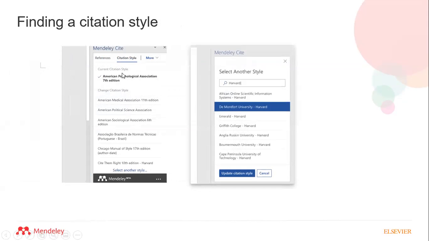And these are some of the common citation styles available. If you can't find the style here, you can click Select Another Style. Then there is a search tool for you to select relevant or other styles. Altogether, you can find 7,000 bibliography styles.